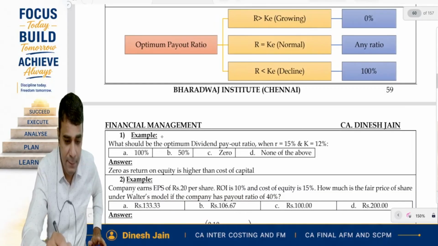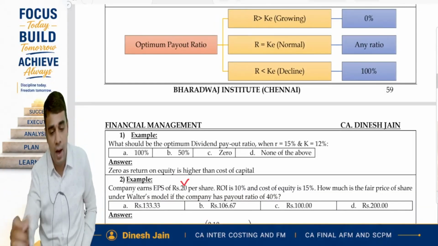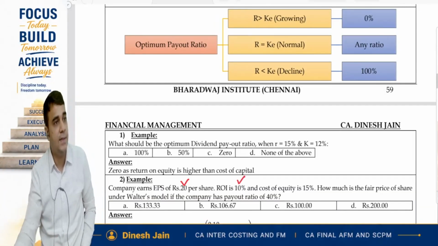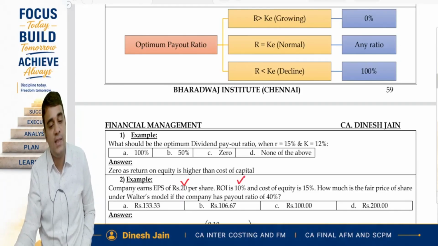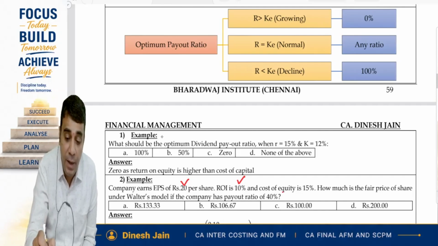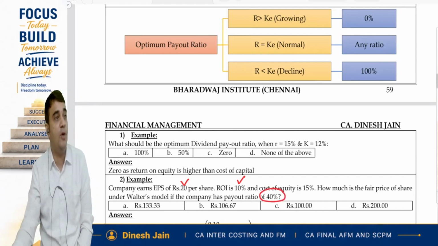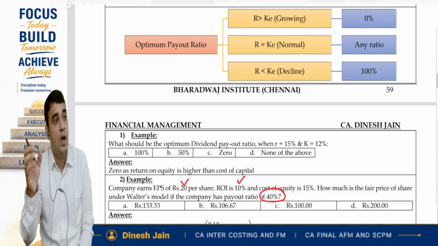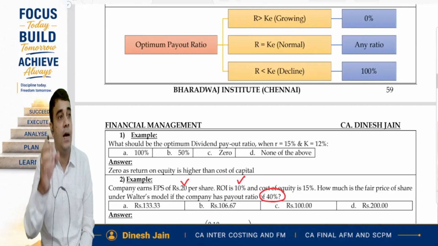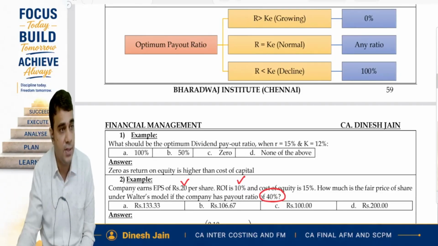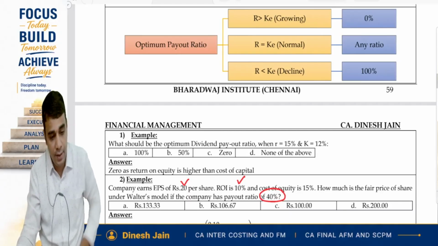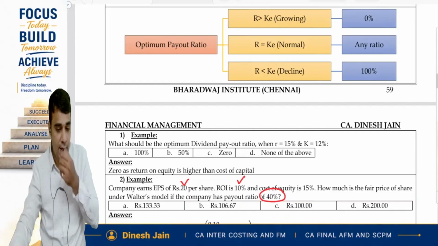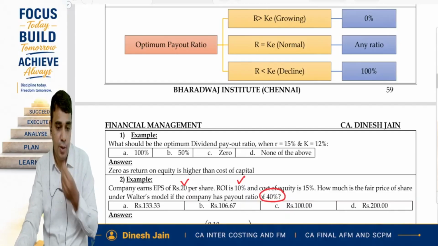Company earns EPS of 20, ROI is 10%, cost of equity is 15%. What is the fair price under Walter's model if the company has a payout ratio of 40%? Payout ratio of 40% means dividend is 40% of the earnings per share. Now in your notebook, write example 2.